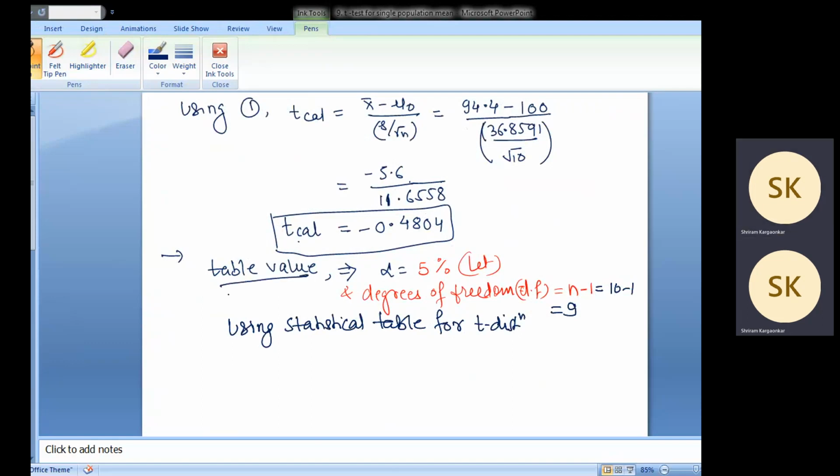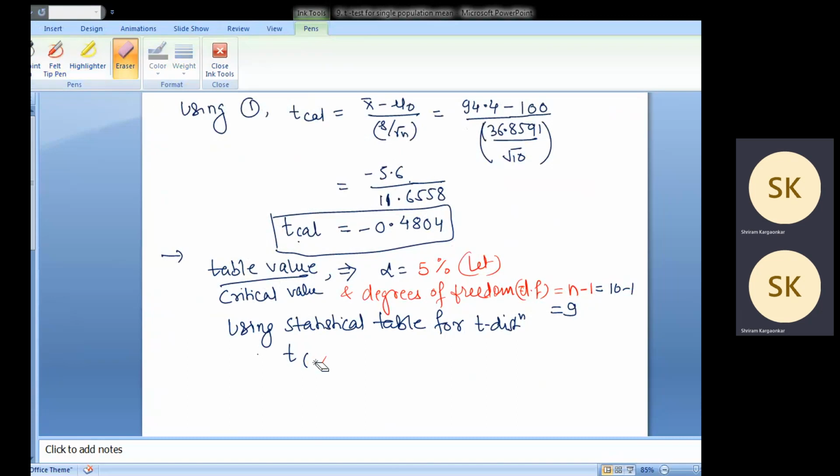Okay, so you can easily get the table value, or you can say the critical value. So from the table, the critical value is... what is the way of writing this? The way of writing this is alpha. Okay, it is written like this.